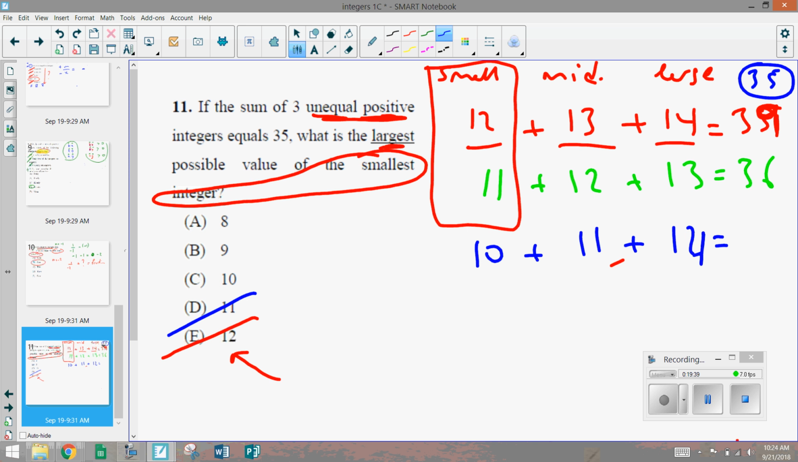It's 10, 11, 14. 10, 12. That works, because 10, 11 makes 21, 31, 31 plus 4, 35. You can find those numbers by subtracting them. Wait a second, we're trying to find 35, right? Yes. Not 36. 12, 13.